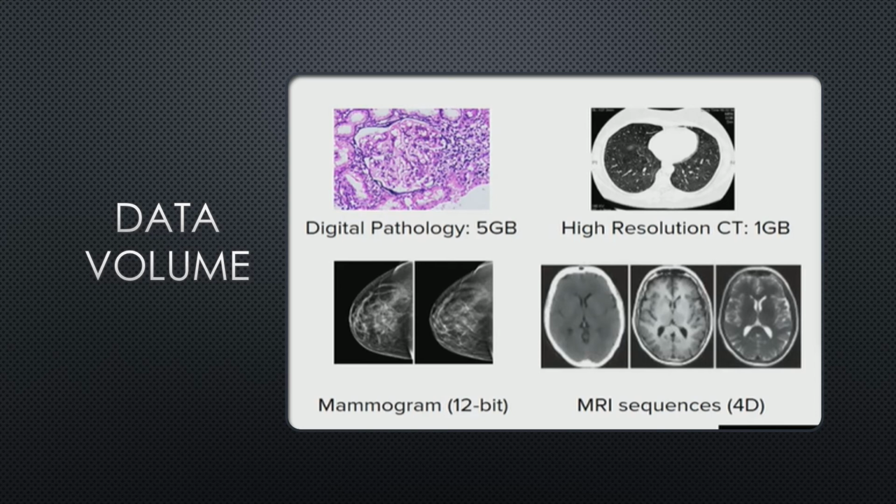Then we have MRI sequences. MRI sequences are a different way of obtaining MRI images. You can change parameters and visualize them in different ways. Each MRI image is a 3D image. So if I am talking about multiple MRI sequences, we have 40 images.